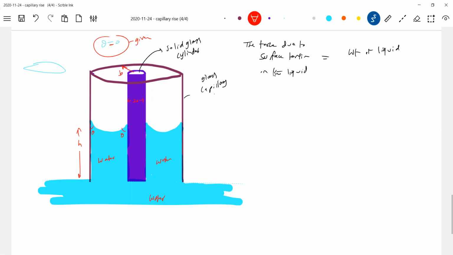Then how should the force due to surface tension act? It should act vertically, because the liquid will come in contact with both the solid glass cylinder as well as the capillary tube.